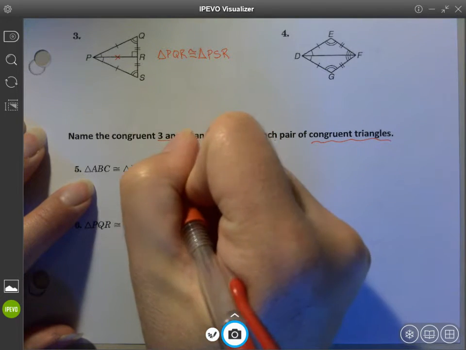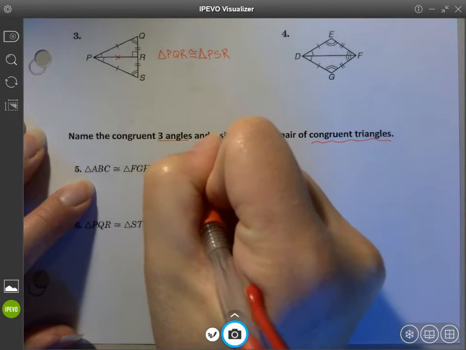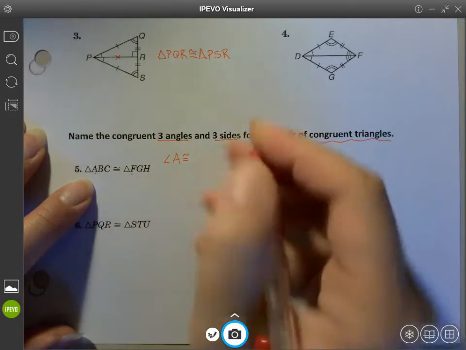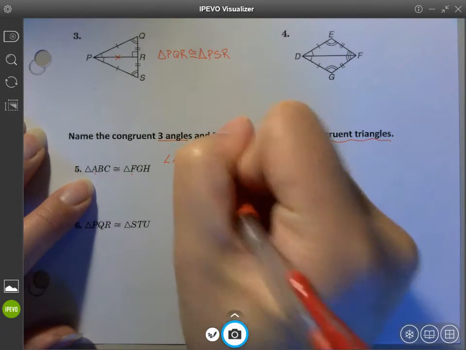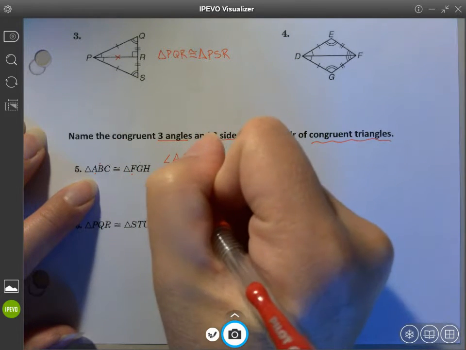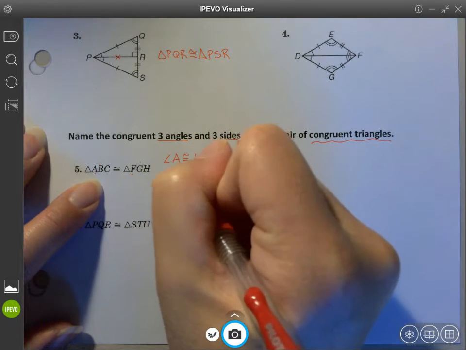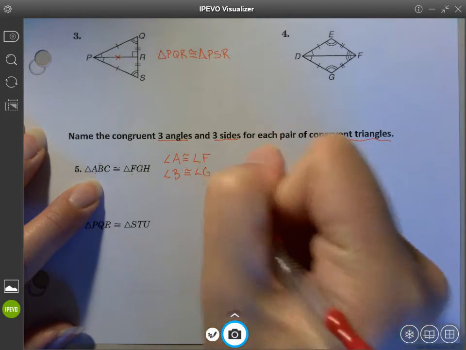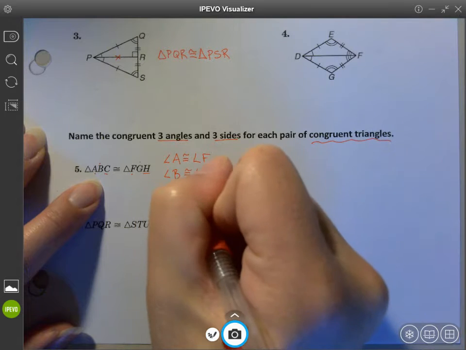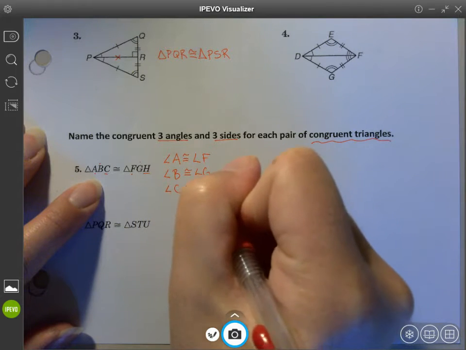So 3 angles. Angle A would be congruent to what? What's A match with? F. Yep. All right. Angle B would match with angle G. Without even looking at the triangles, we know the order. And then I have one more that would be C matches with H. Angle C is congruent to angle H.